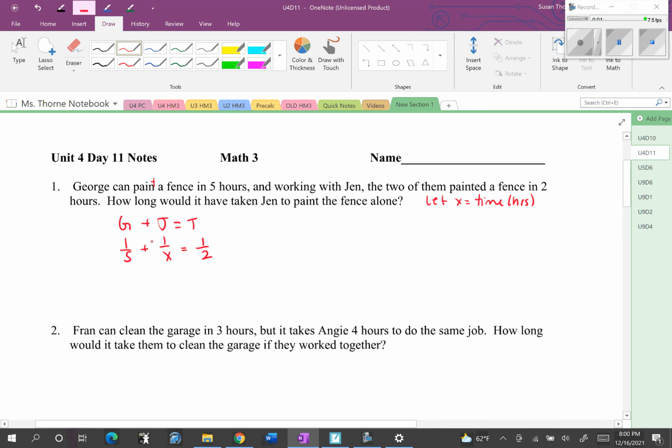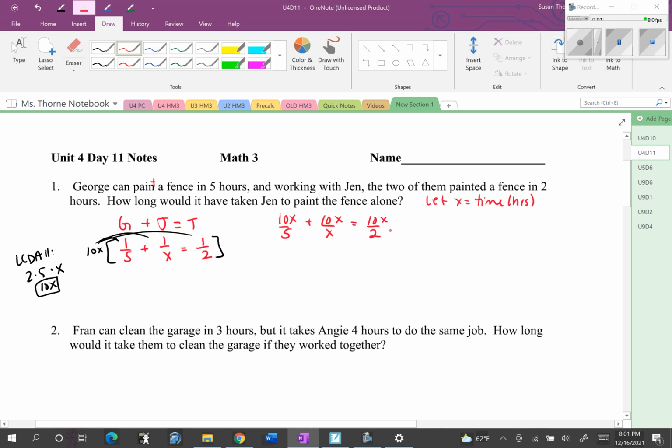So again, you can get one fraction equals one fraction and cross multiply, or you can find the LCD of all the denominators to get rid of them. So we have 2 times 5 times x, which is 10x. So that means we're going to multiply all the numerators by 10x. So when we do, we get 10x over 5 plus 10x over x equals 10x over 2.